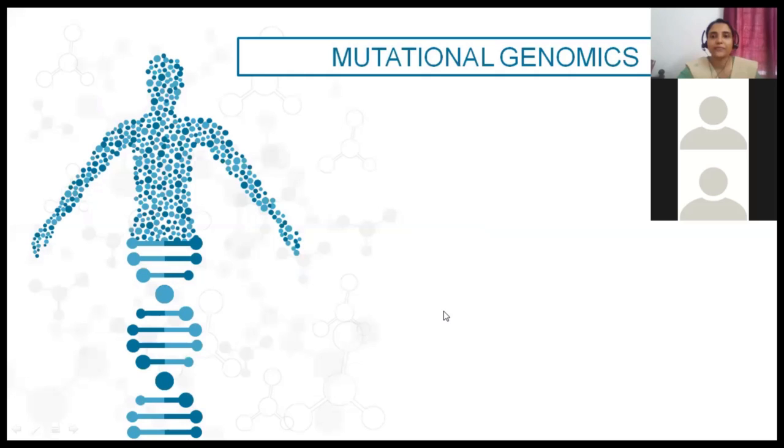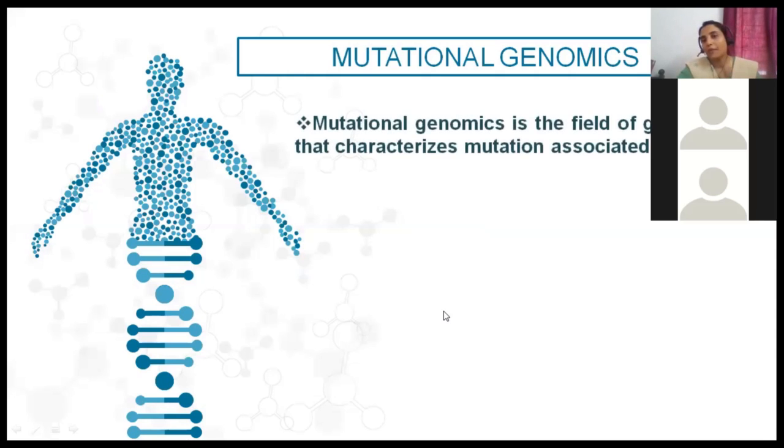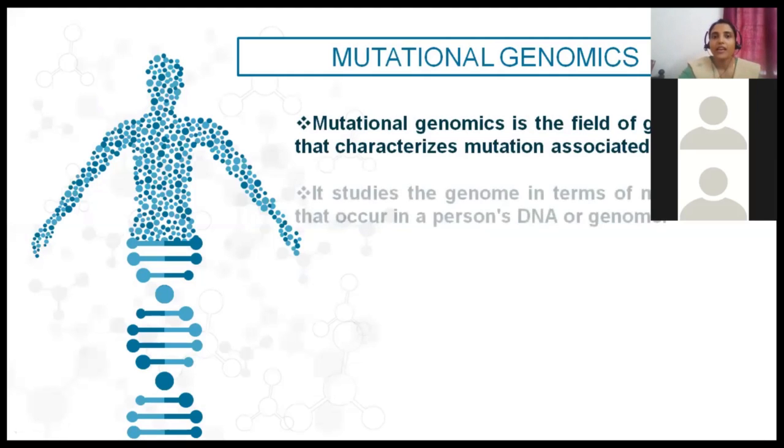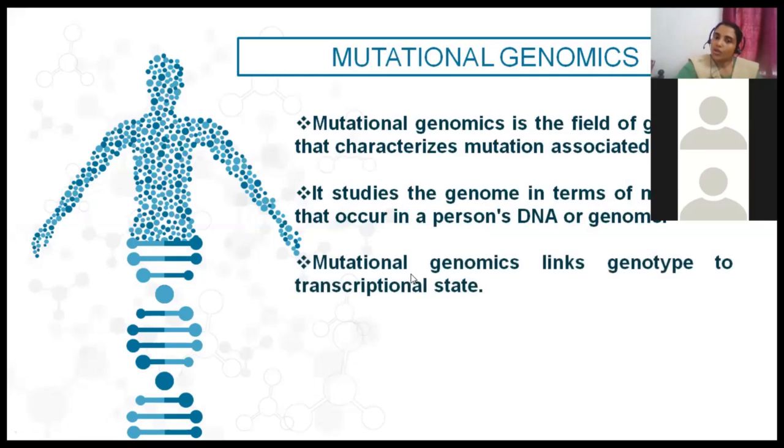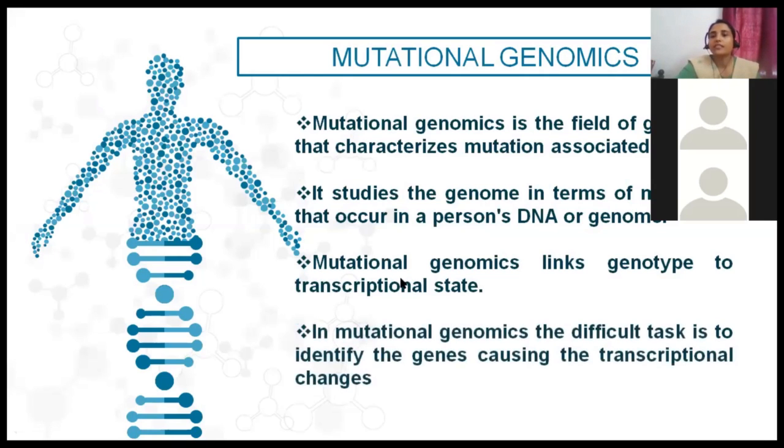Mutational genomics. Again, from the name you'll be able to understand. Mutational genomics is the field of genomics that characterizes mutations associated with the genes. It studies the genome in terms of mutations that occur in a person's DNA. What are the mutations occurring in a person's DNA? That is the study. Mutational genomics links genotype to transcriptional state. In mutational genomics, the difficult task is to identify the genes causing transcriptional changes. So that is the explanation part of this.